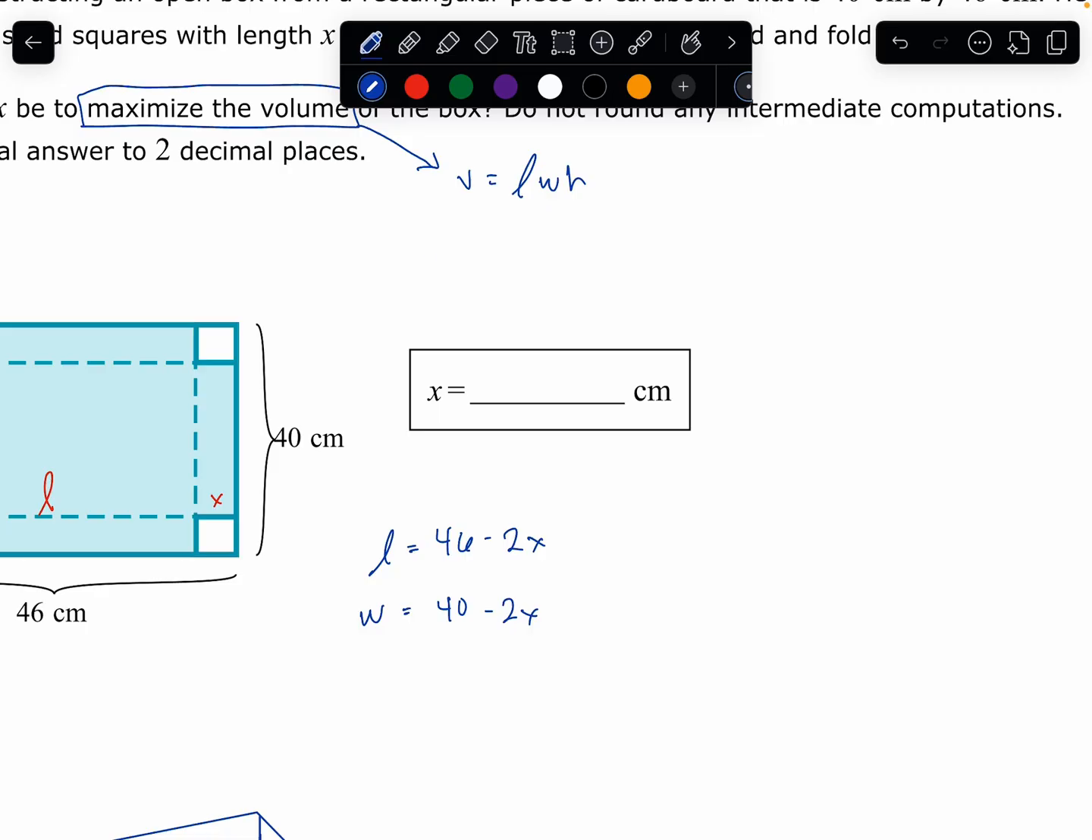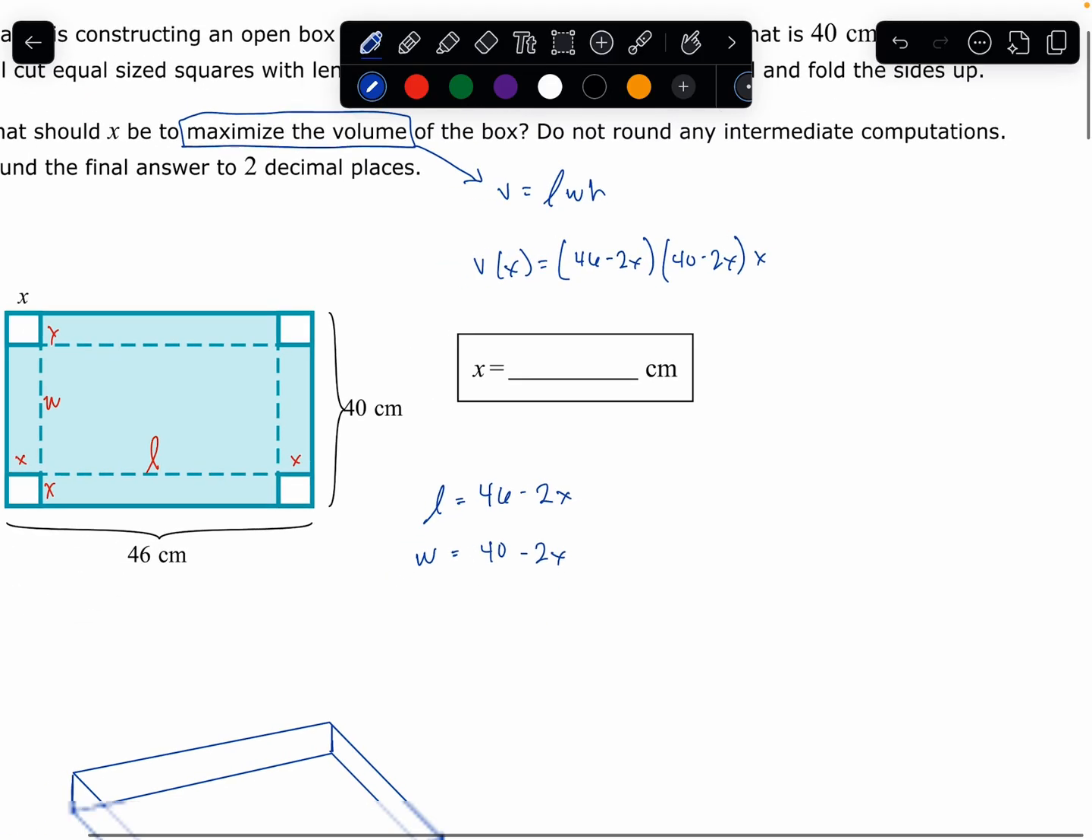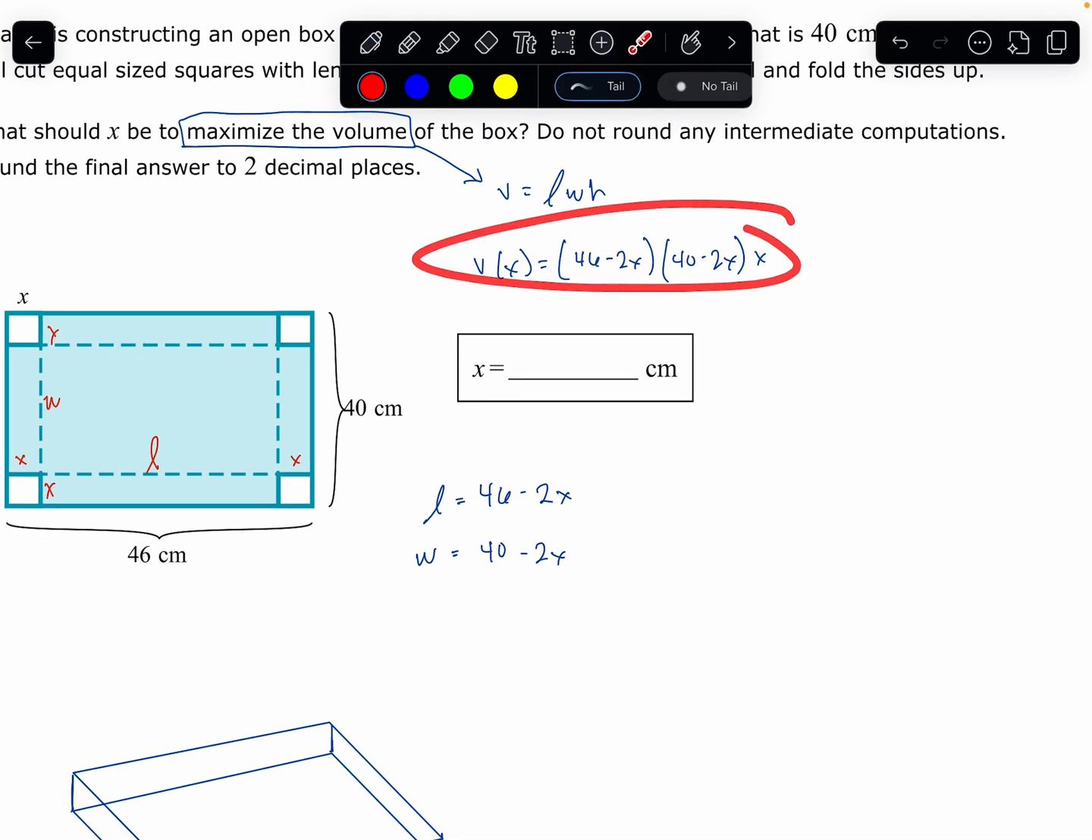let's define volume. So volume is a function of x, and x is the same thing as the height, but we're going to take the length, which is 46 minus 2x, times the width, which is 40 minus 2x, times the height, which is x right here. So now we have a function of volume.